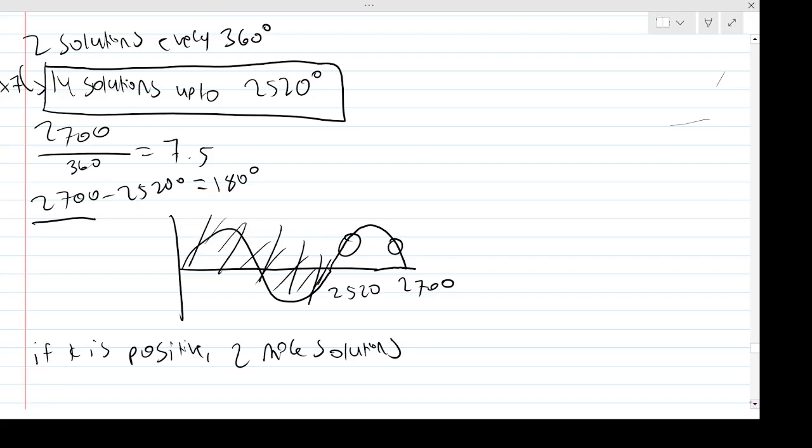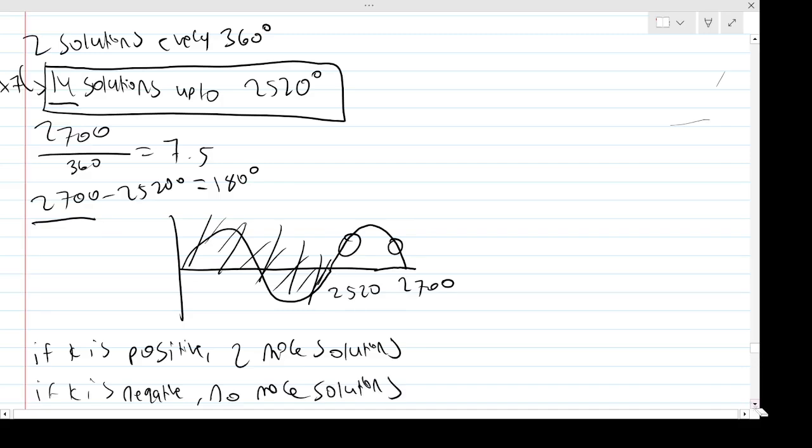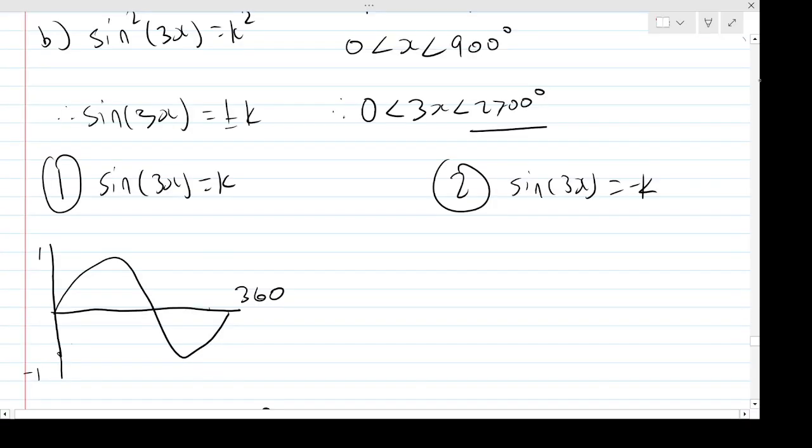And then obviously if k is negative then, well, the curve doesn't go underneath, so there'll be no more solutions, okay? So if k is negative, no more solutions. Right, okay. So overall then, we already got 14 solutions, and then we might have another two, right? Or none at all. But we'll leave it there because obviously then we've got to solve this other equation.